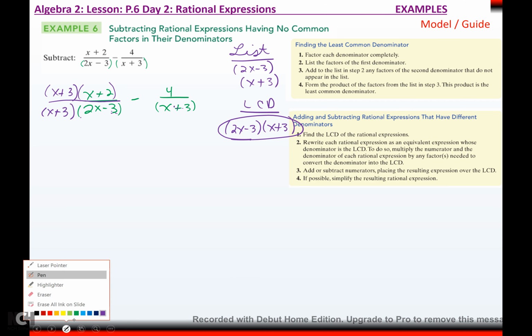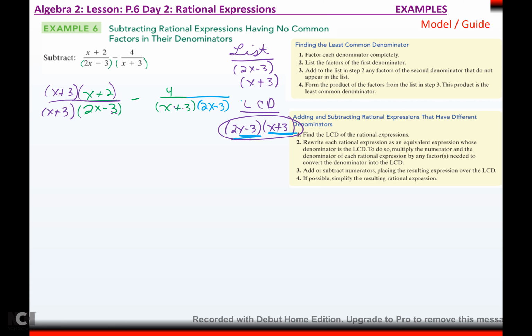The second denominator has the x plus 3. It's missing the 2x minus 3. So I'm going to multiply by it, and now it has it. But if I do it to the bottom, I have to do it to the top. And now do you see they're in a different order, but do the two denominators have the same two factors in them? Yes, they do. So that's my common denominator, x plus 3 times 2x minus 3. Because now I can keep it since they match. You keep that and you do this math on top.